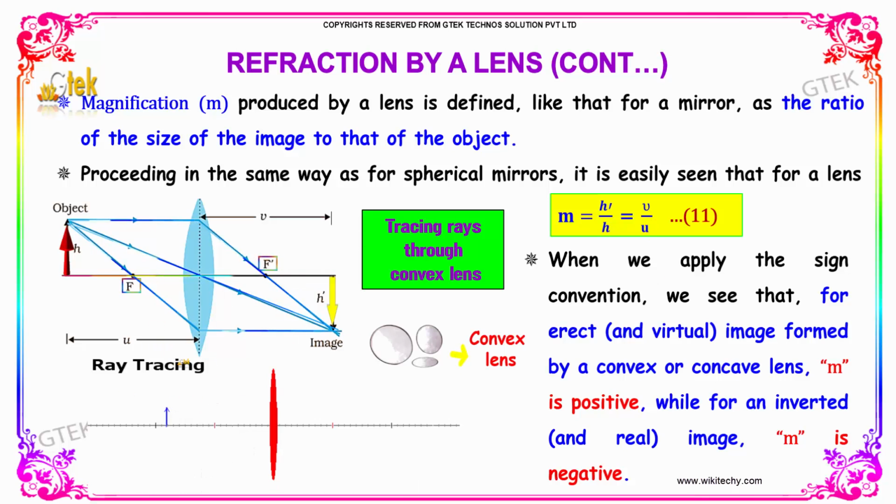When we apply the sign convention, we see that for an erect image formed by a convex or concave lens, m is positive. m is indicated as magnification. While for an inverted image, m will be negative. That is, the magnification will be negative.